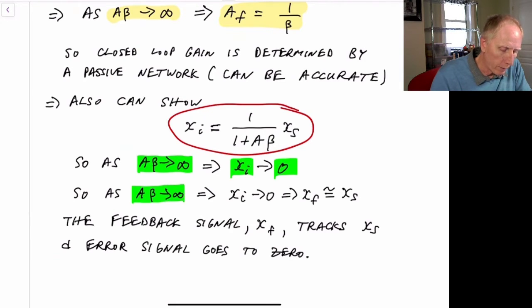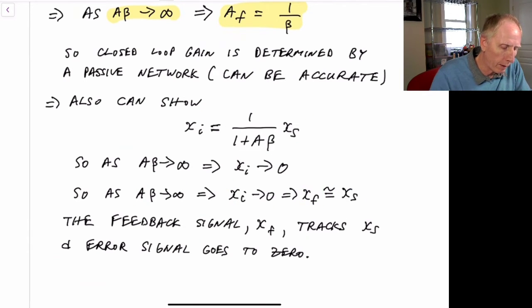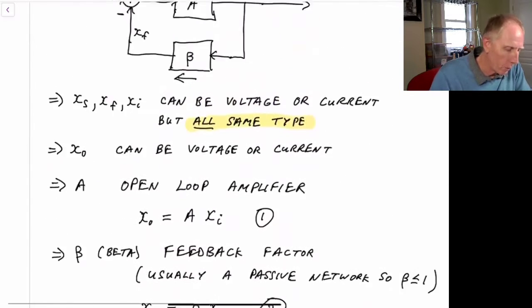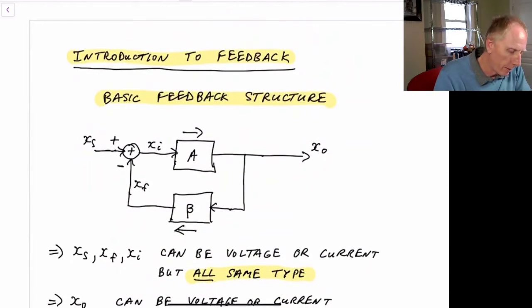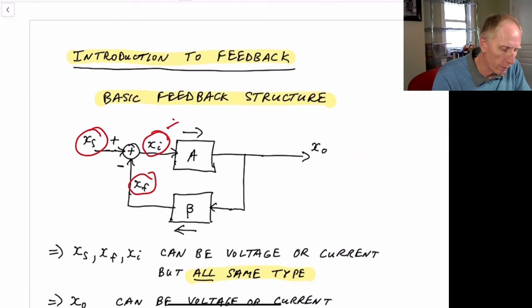If A beta goes to infinity, X sub I going to 0 implies that X sub F must equal X sub S. So in other words, as our loop gain becomes very large, we will always have this feedback signal becoming pretty much equal to our input signal. So it's forcing that to be equal, and X sub I is going to 0 as A beta goes to infinity.